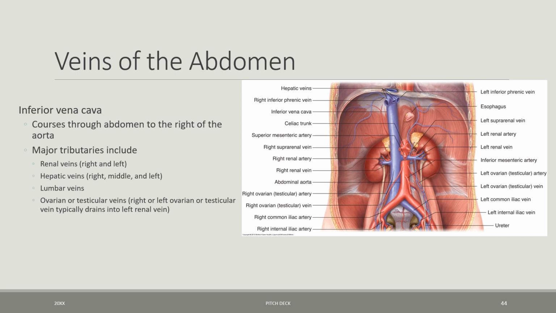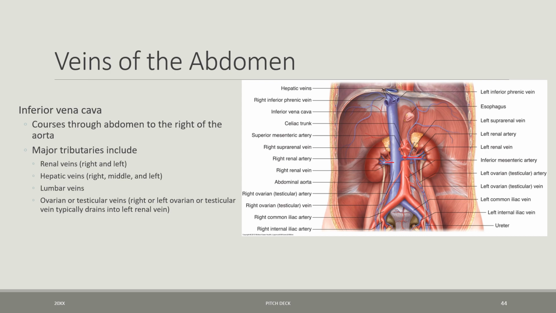Same thing about veins in the abdomen. Our aorta was pumping all this blood out. How do we get it back to the heart? So our IVC was created by those common iliac veins, and it is going to course up through the abdomen, and its major tributaries are going to consist of the renal veins, as you see here and here.